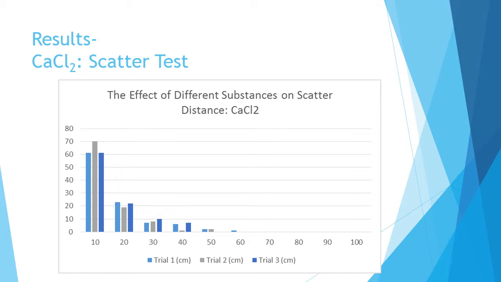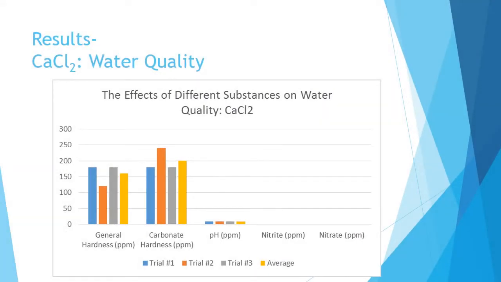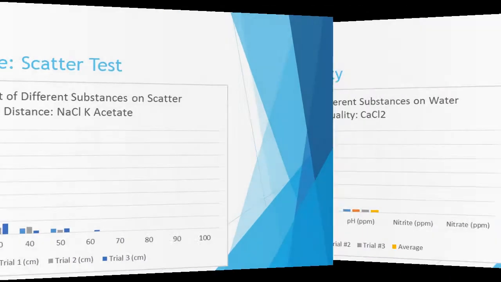The results for the calcium chloride from the scatter test were that most of the crystals landed within the 10 centimeter range. Only a couple of the crystals landed within the 50 to 60 centimeter range. The results for the calcium chloride from the water quality test were that the tests for general hardness and carbonate hardness were a little different, but the pH stayed the same throughout the experiment.